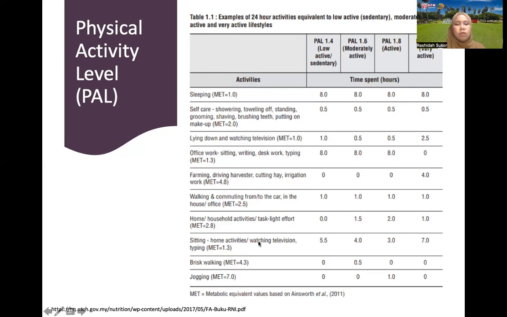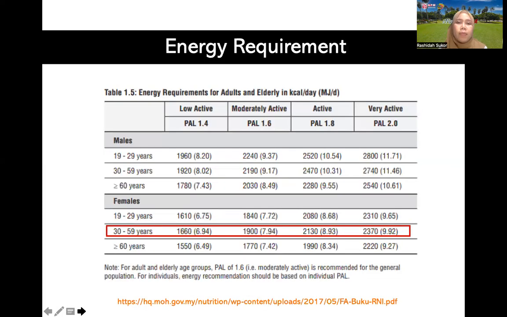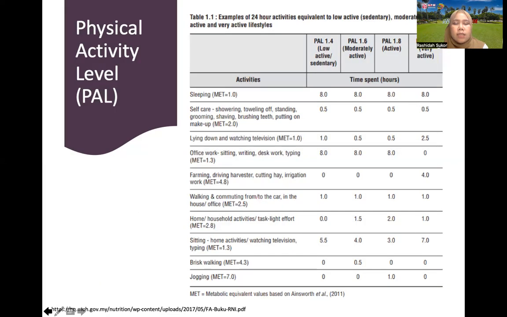Sitting activity, watching TV. So the total is 24 hours. You can follow this PAL number. If you are sedentary, you can use 1.4. If you're moderately active, it's 1.6. If active, it's 1.8, and very active is 2.0. So that is the physical activity level.